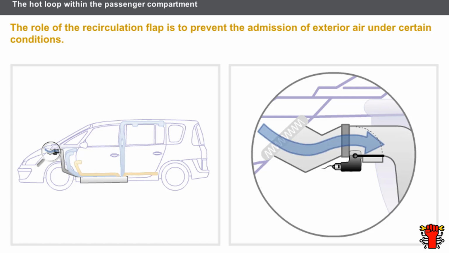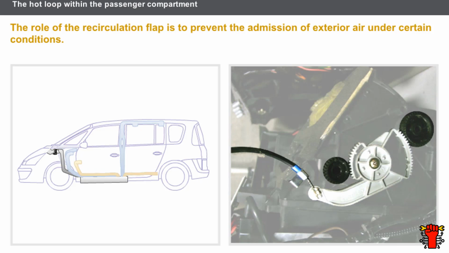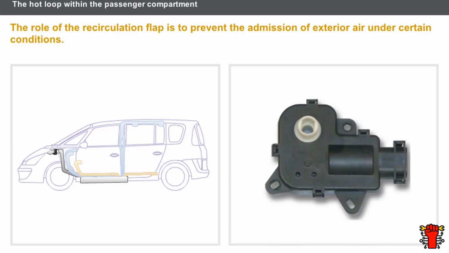In its open position, the recirculation flap allows exterior air to enter the heater unit. In its closed position, the recirculation flap closes the exterior air inlet and allows the interior air to be recirculated. The recirculation flap can be controlled by wire, a direct current motor, or a stepper motor.